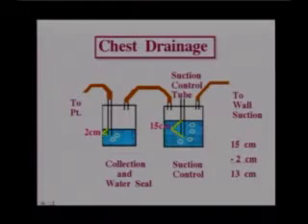Now let's recap that again. Suction control should have gentle, continuous bubbles. If there is no bubbling in suction control, the first thing you check is whether the suction is turned on. The second thing is air leaks. In water seal, you should have gentle but intermittent bubbles. If there's no bubbling in water seal, it's either re-expansion or obstruction.